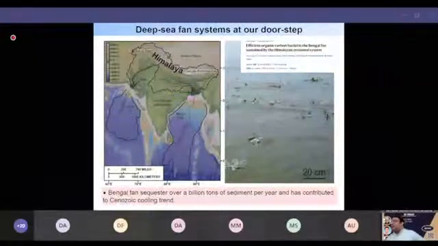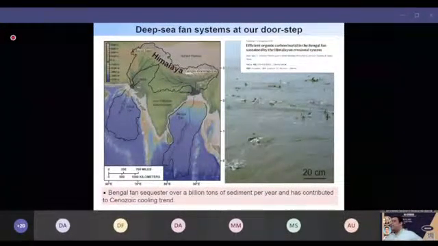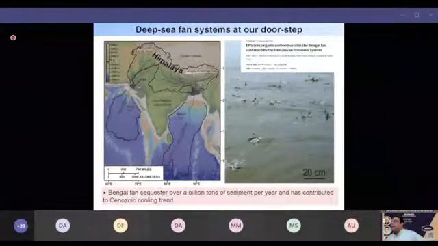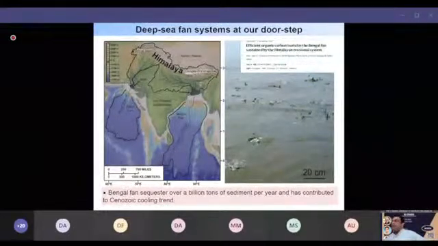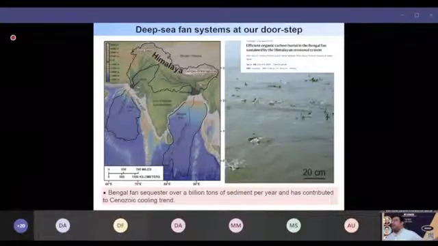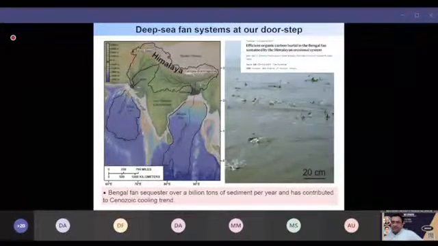Deep sea fans are also very important because they are lying at our doorstep. At the eastern side of the Himalayas, you can see the biggest sedimentary deposit on this planet. We call it the Bengal fan. And on the most southwestern part, we have our Indus fan. And the speakers before me worked really well, and they showed really well how sediments are brought in and deposited in the Indus Delta plain.